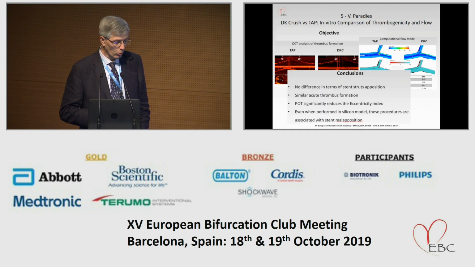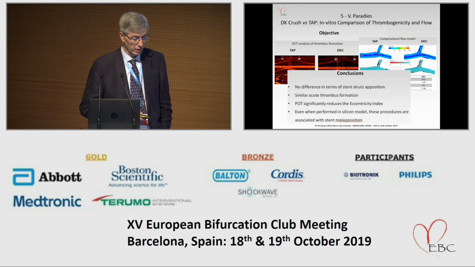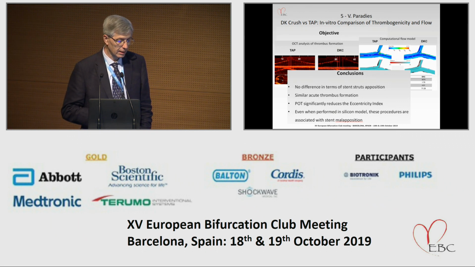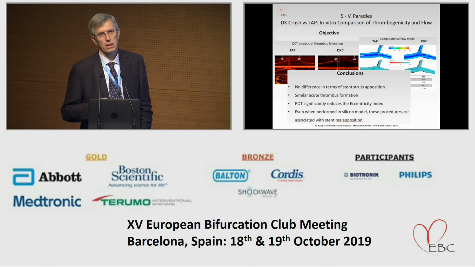The conclusions were that not much difference can be found in the two configurations using these technologies, except that POT significantly reduces the eccentricity index of the expansion. Another interesting result was that the numerical simulations also allowed them to see that malapposition occurs in silico as well. So it's something coming from the mechanics of the stent deployment.